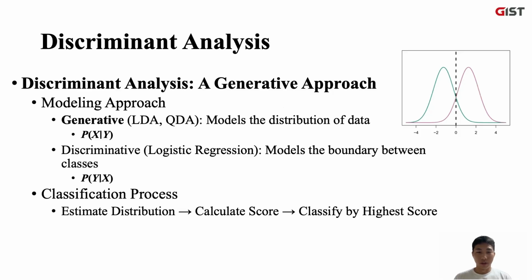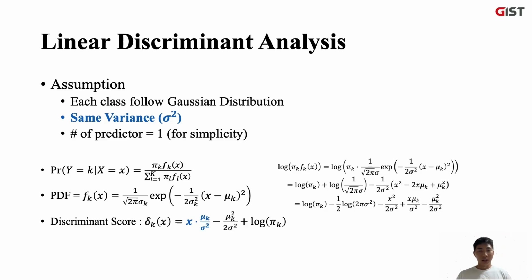Discriminant analysis follows the philosophy of this first approach, the generative model. Therefore, its classification process is also quite intuitive. First, it learns the data distribution for each class. Then, when new data is introduced, it calculates the discriminant score for the data belonging to each class based on the estimated distributions. Finally, it classifies the data into the class with the highest score. So what is LDA? The linear in its name means that the boundary classifying the class is linear. I will now explain in detail why that is.